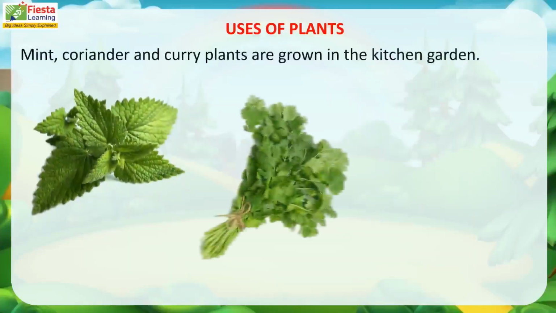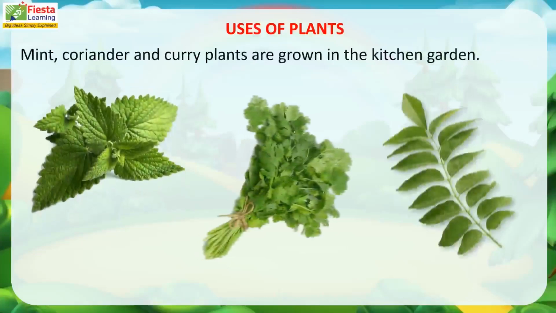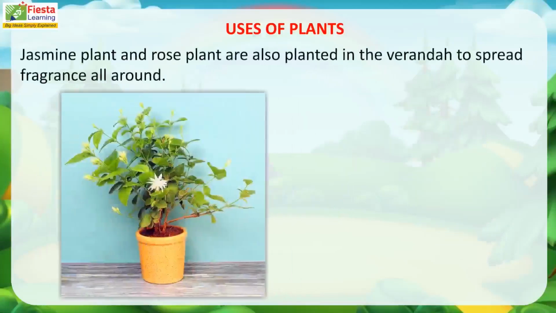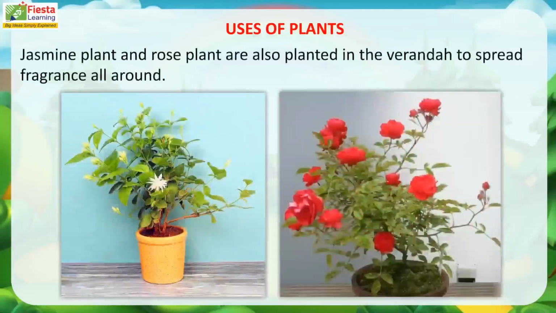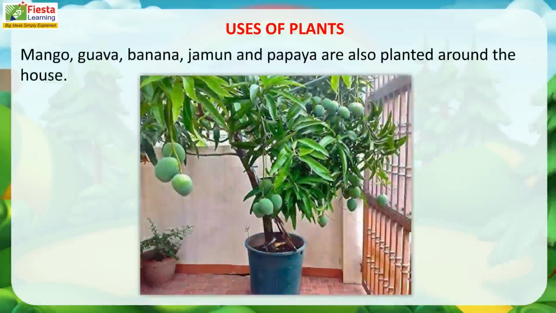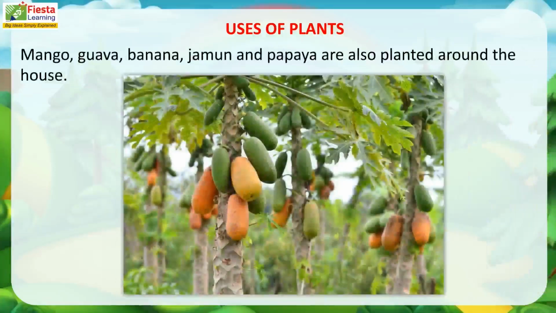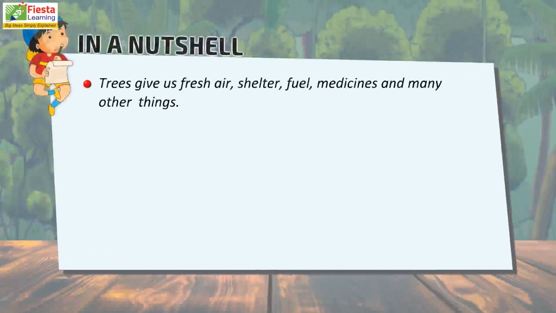Mint, coriander and curry plants are grown in the kitchen garden. Jasmine plant and rose plant are also planted in the veranda to spread fragrance all around. Mango, guava, banana, jamun and papaya are also planted around the house. In a nutshell, trees give us fresh air, shelter, fuel, medicines, and many other things.